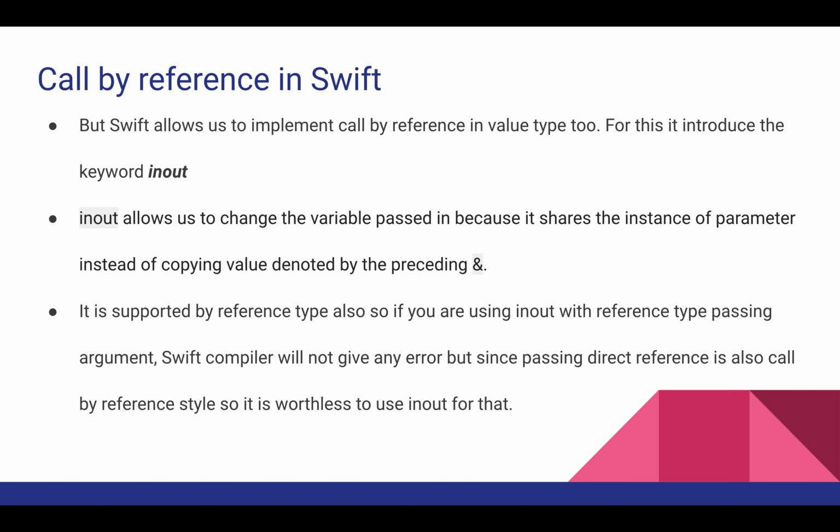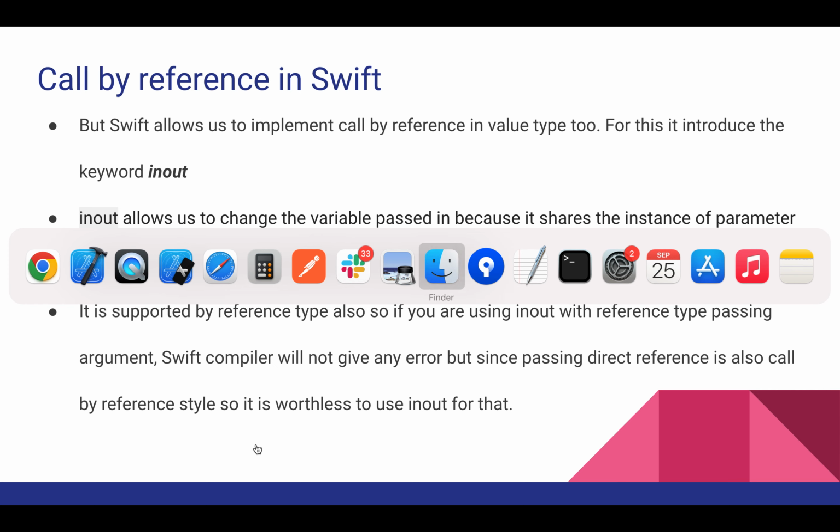Inout allows us to change the variable passed in because it shares the instance of the parameter instead of copying the value, denoted by the preceding ampersand. Let me share the example, and then I will describe these two lines with the code.